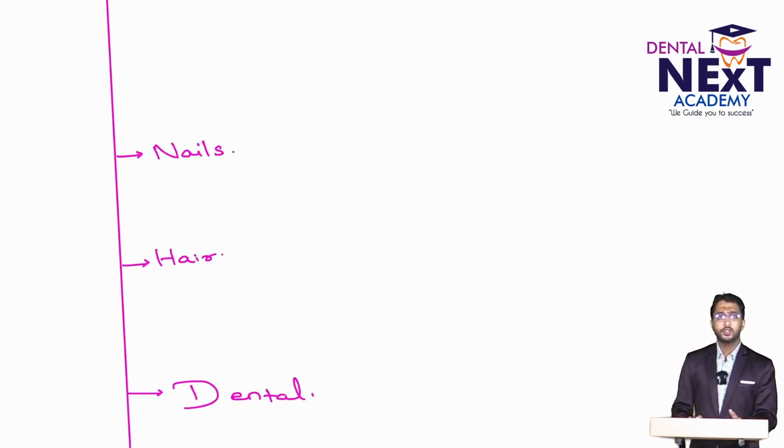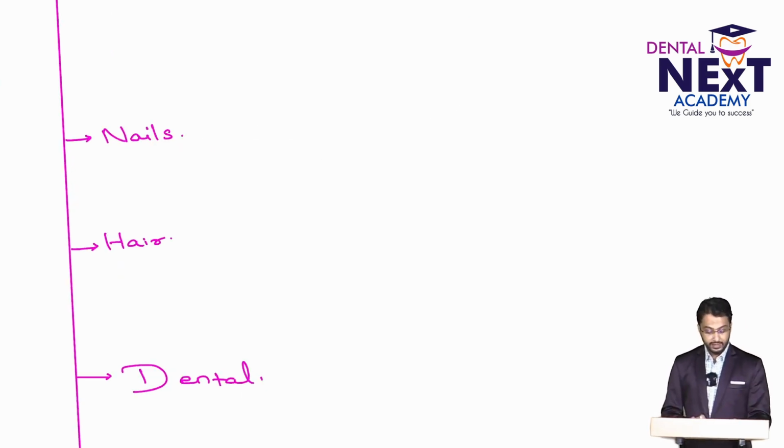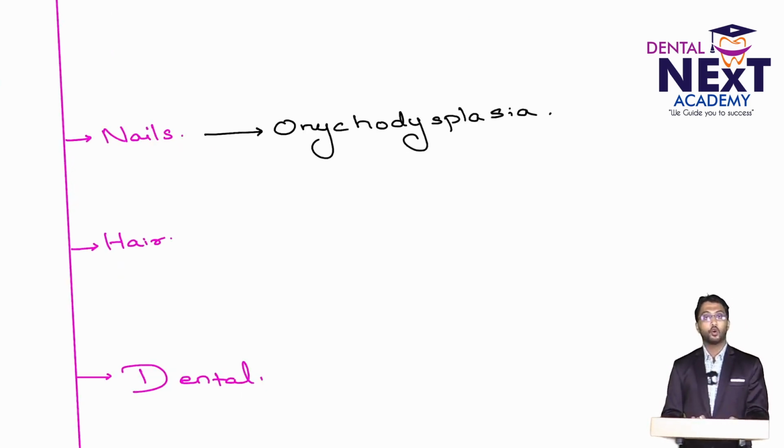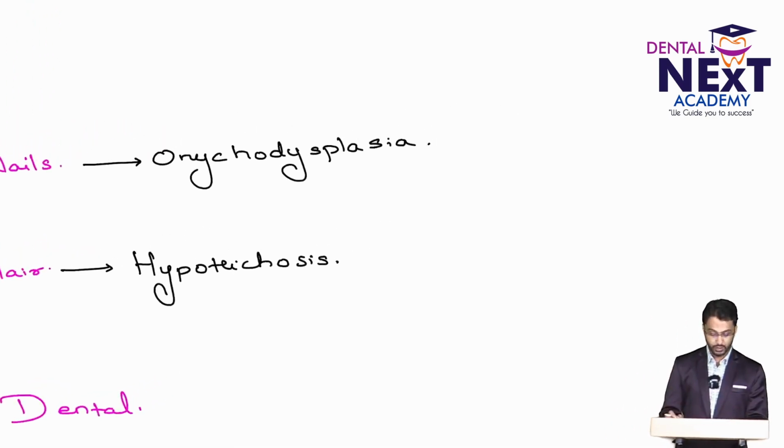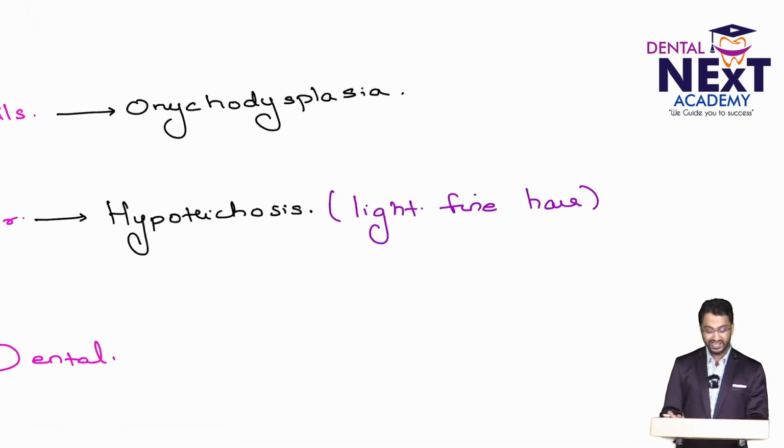So that's the first structure, glands. When it affects the nails, it has a typical name known as onychodysplasia. Onycho means nails, dysplastic. Okay, ectodermal dysplasia in itself. So onychodysplasia, very deformed nails. Then when it comes to hair, it is hypotrichosis. There is very little hair, hypo. And again, there's a typical feature, light, fine hair.